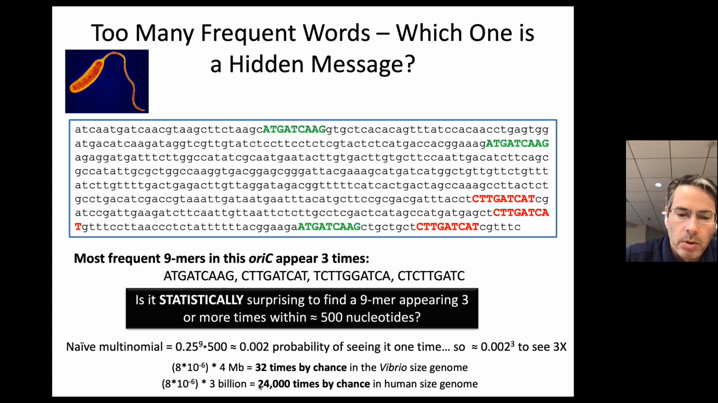So I'm pointing that out to say just counting frequent words isn't enough unless you have some model for how many times you expect it to happen by chance. And again, this is the most naive model, where any 9-mer, because we used 0.25 for all nucleotides, has the same probability. But if you make more realistic models, then some 9-mers would become more likely than others.